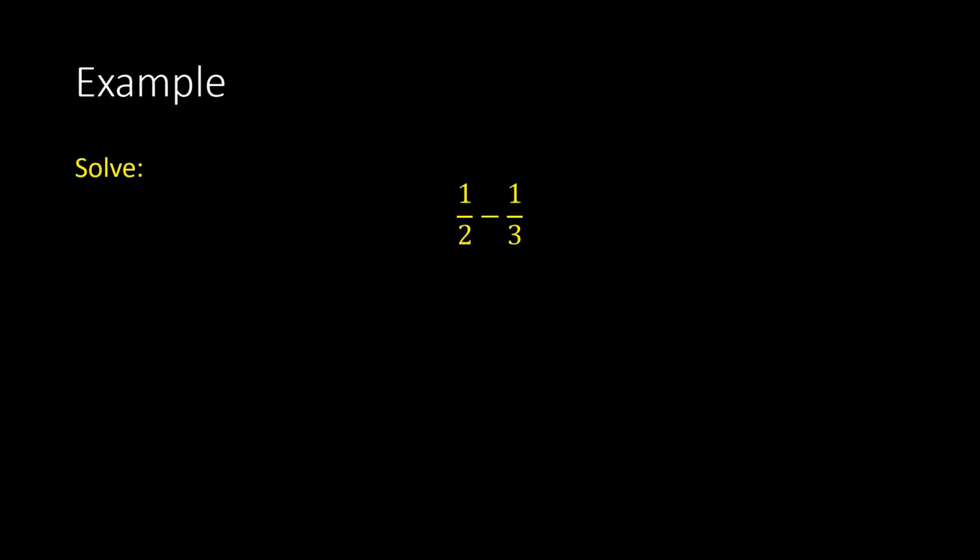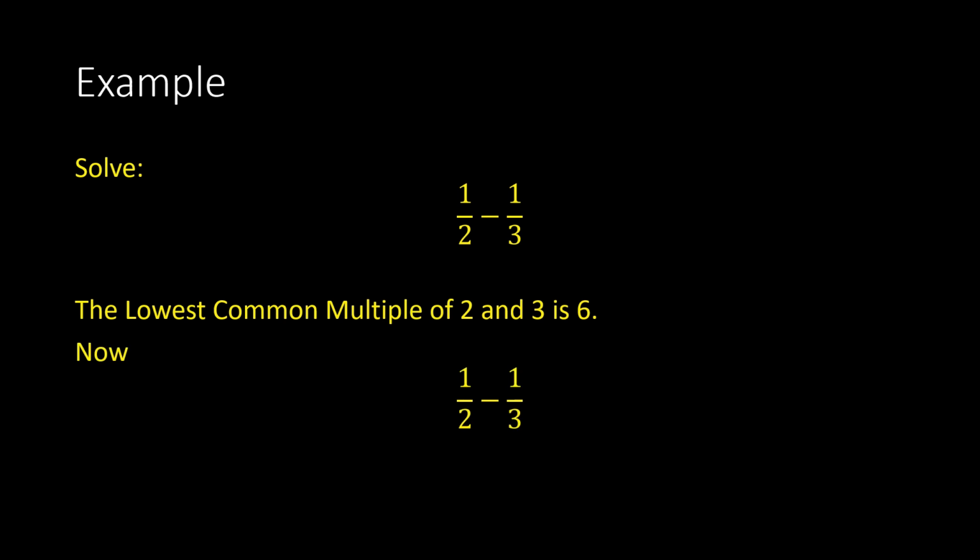Now let's subtract these fractions from each other. First, convert the fractions so the denominators are the same as we did previously. The denominators are 2 and 3, and we know that the lowest common multiple, or LCM, of 2 and 3 is 6. So, multiply the numerator and denominator of 1/2 by the same number, 3, to give 1/2 equals 3/6. And similarly, multiply the numerator and denominator of 1/3 by the same number 2 to give 1/3 equals 2/6. Finally, subtract the numerators, 3 minus 2, to give 1, and leave the denominators alone to give 6.